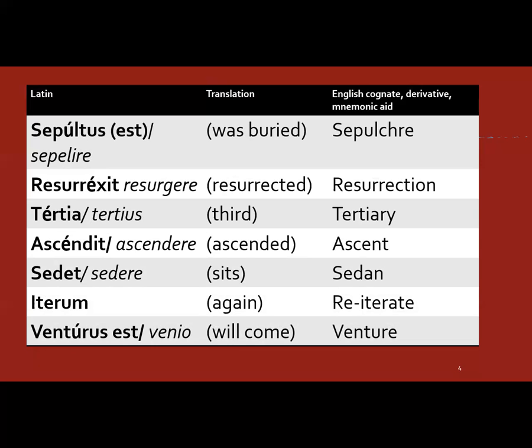Iterum means to do something again. Our word reiterate means that you say it again, right? Reiterate, iterum. Venturus est means will come. It's the future tense of, it's more than the future tense, but we'll say future tense here. Venturus est comes from the word come, and it means will come, venture. To venture, you'll go forth.